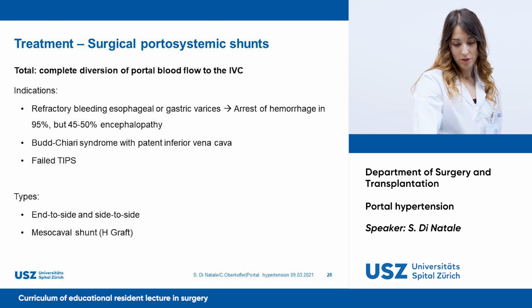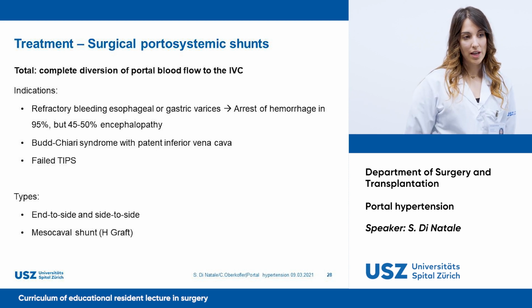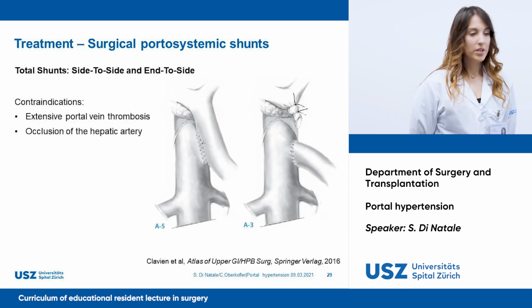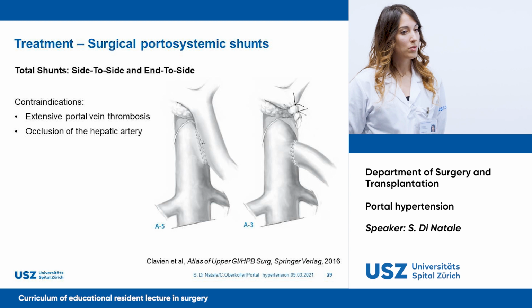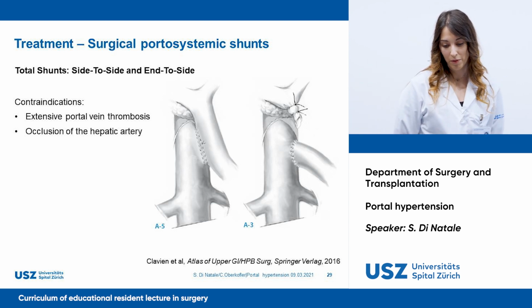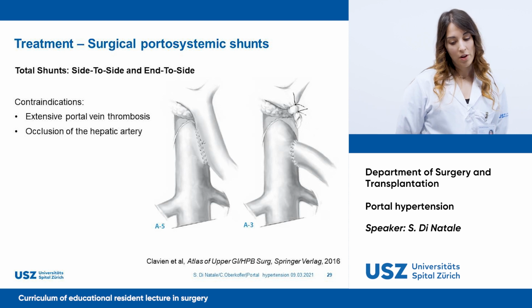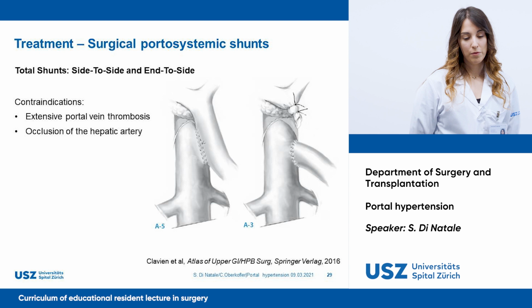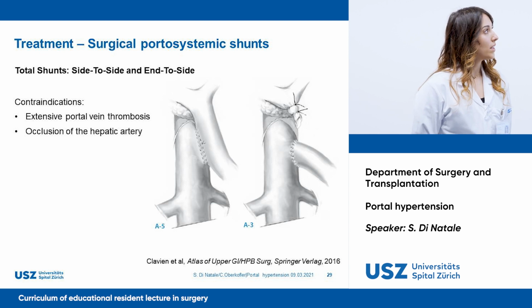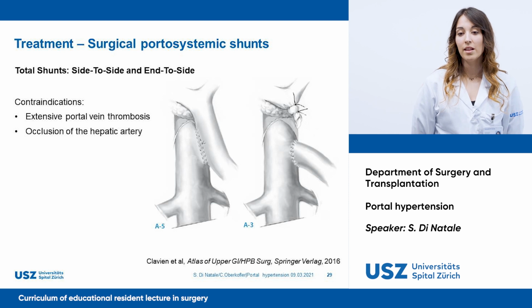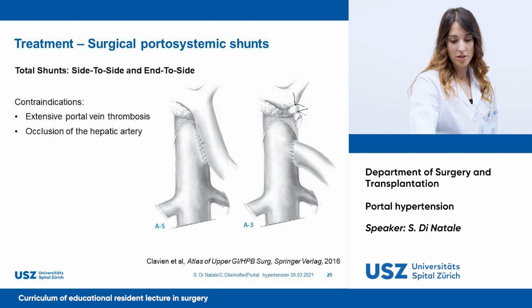Types of total shunts are the end-to-side and side-to-side, as well as the mesocaval shunt. Here you can see the side-to-side and end-to-side shunt between the portal vein and the inferior vena cava with diversion of the portal blood flow. Contraindications are extensive portal vein thrombosis as well as an occlusion of the hepatic artery, because in this case the liver would not receive any blood inflow.